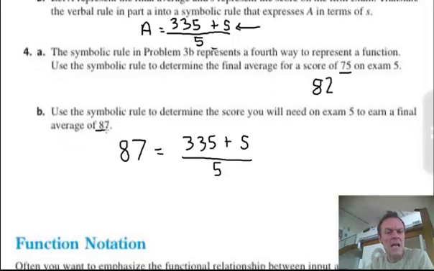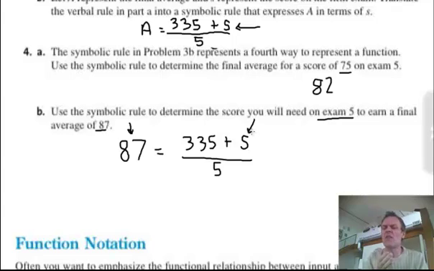If I know my average is 87, or at least I want to get an 87, what do I need on exam 5? I know the average is 87, or I want 87. What does my final score need to be? Here's the algebra, folks. Remember what we did in previous sections? I need to get that S by itself. How do I get rid of this 5 on the bottom? It's being divided by 5 right now. I also need to get rid of this 335, but the first thing I need to get rid of is the 5 on the bottom.